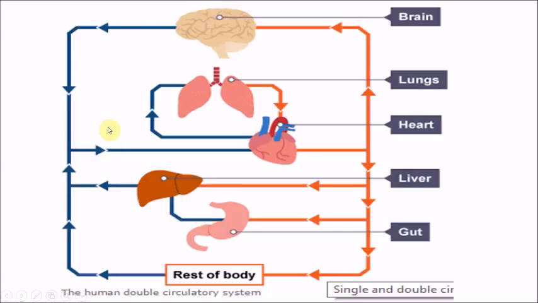The blue ones are all deoxygenated, and the red ones are all oxygenated. These are all veins, apart from this one here, because this is the pulmonary artery and this is the exception. And then the red ones are all oxygenated and they're all arteries apart from this one, which is the pulmonary vein, and that's the exception.